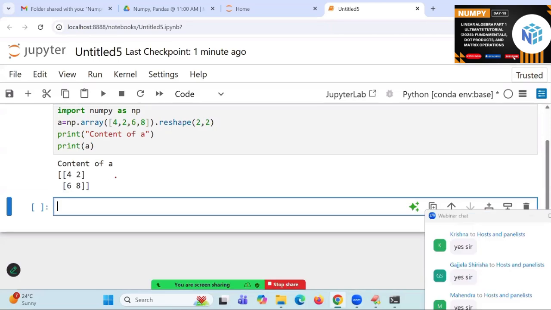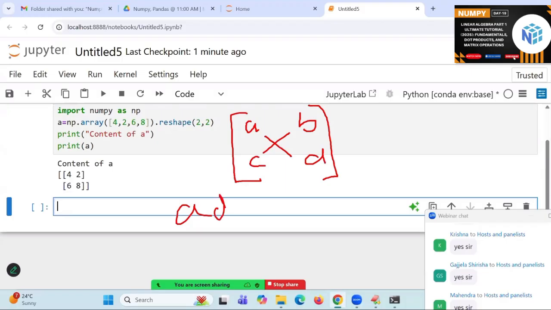Now I am going to take up, as you know from your school days, I hope you studied this: a b c d. This is the data we have. Now, how do you compute this? AD minus BC. AD minus BC. This is the output that is coming.